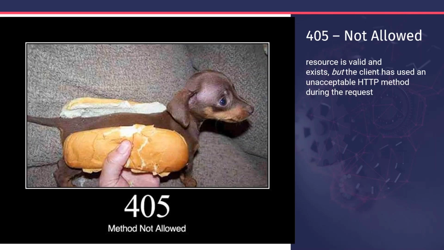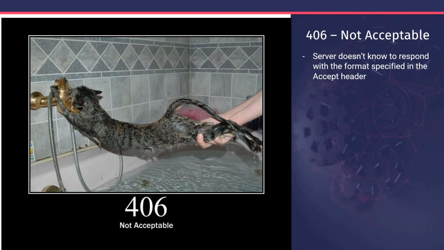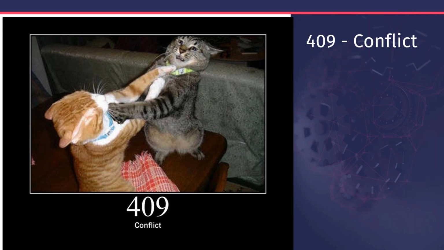405, Method Not Allowed, is for when a resource is valid, but a different HTTP request method was used, like trying to delete a collection. Wouldn't be cool, right? 406, Not Acceptable, happens, and it should happen if you allow it and you turn it on in Visual Studio, when the server doesn't know how to respond in the format specified in the Accept header. Conflict: I often use 409 Conflict when I have an internal business rule that says, okay, this cannot be created because something is duplicated, let's say, okay?